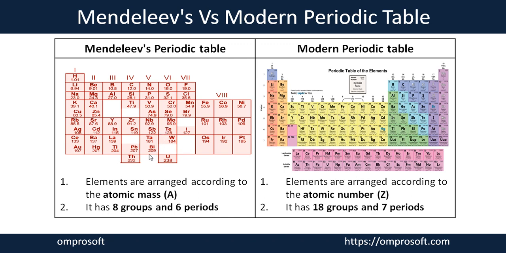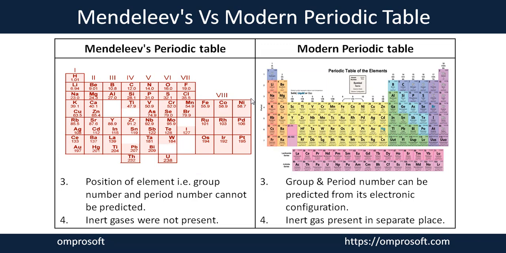The second difference: in Mendeleev's periodic table, there are 8 groups and 6 periods. The vertical lines are considered groups and the horizontal ones are considered periods. So in Mendeleev's periodic table, he has 8 groups and 6 periods. But in the modern periodic table, we have a total of 18 groups, like you can see the numbers mentioned above the table, 1 to 18, and 7 periods. If we move along the horizontal, there are 7 periods and 18 groups.